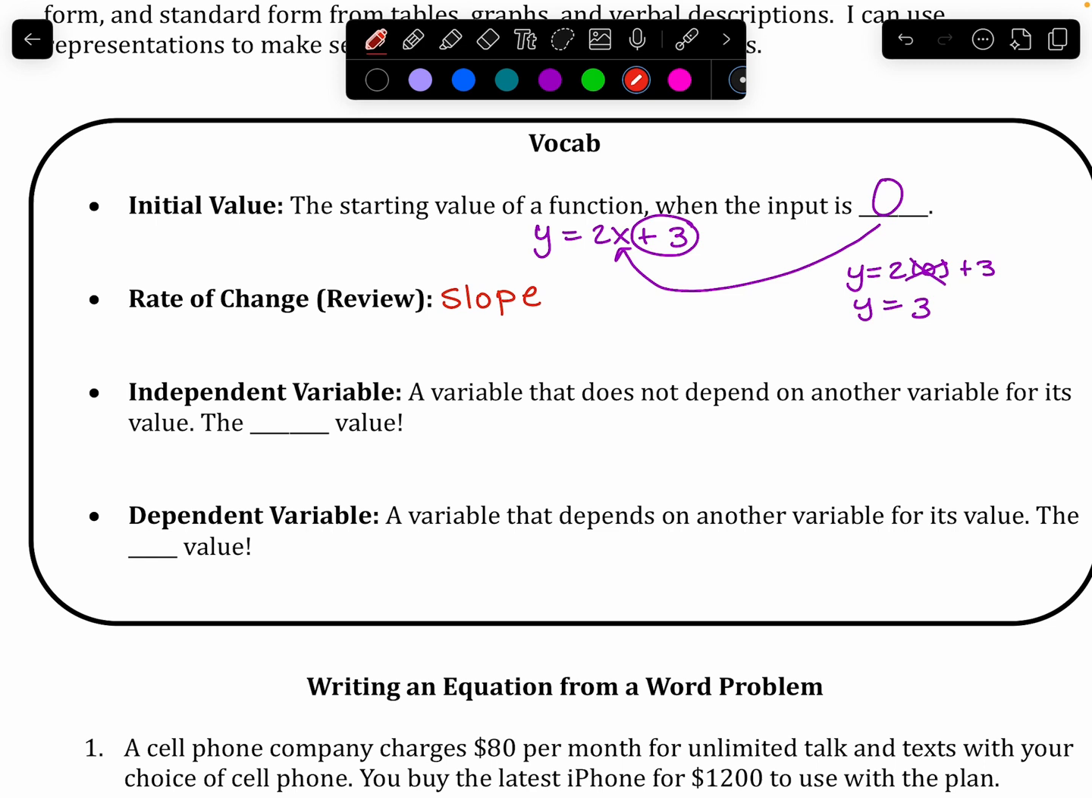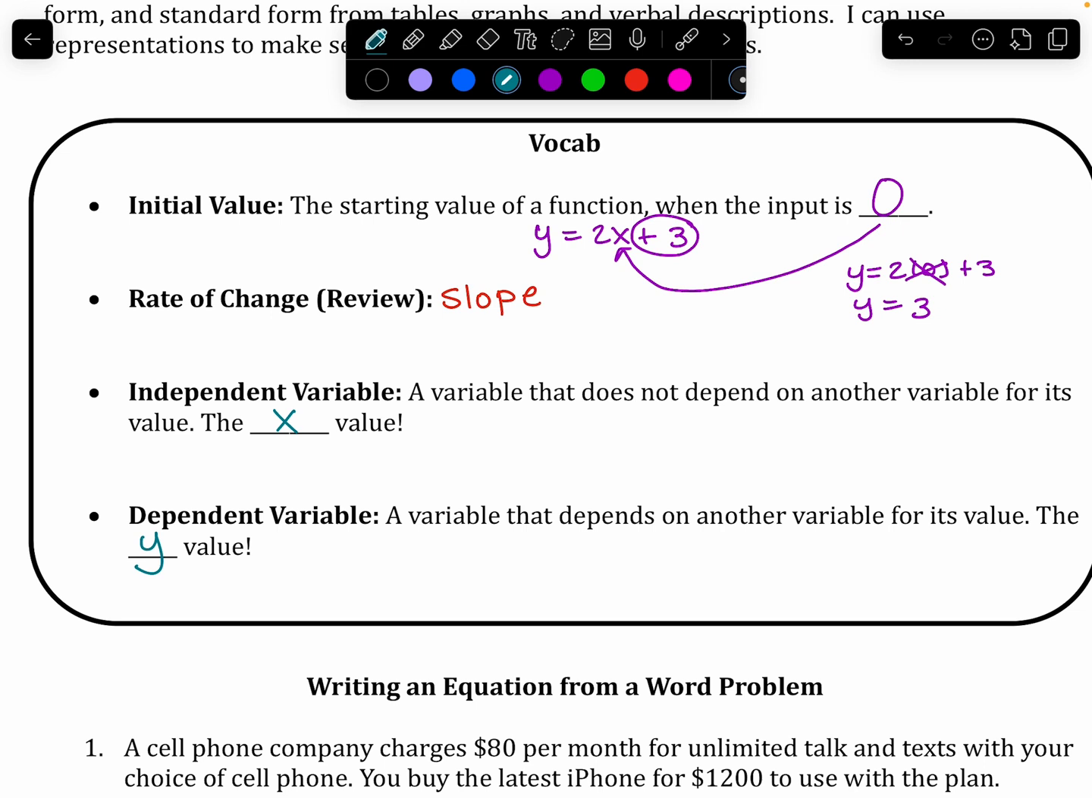And then we have two different variables. We have an independent variable and a dependent variable. Now, independent and dependent variables are going to be based on your x and your y's, because those are the two variables that we are comparing when we talk about functions or when we talk about linear equations. So your independent variable is going to be the variable that does not depend on another variable for its value. For us, that's always going to be the x value. And then your dependent variable is a variable that does depend on another variable for its value. That's going to be your y value.